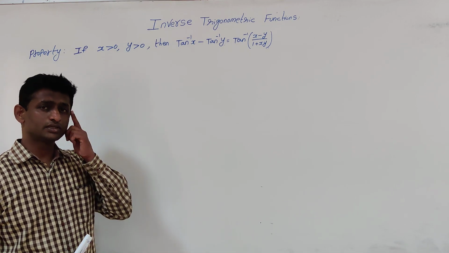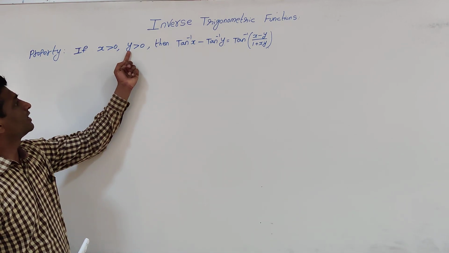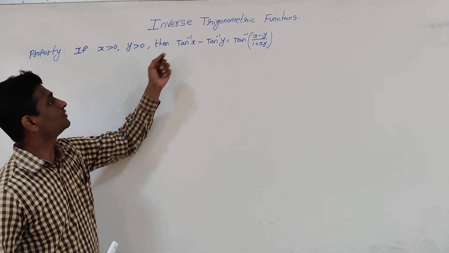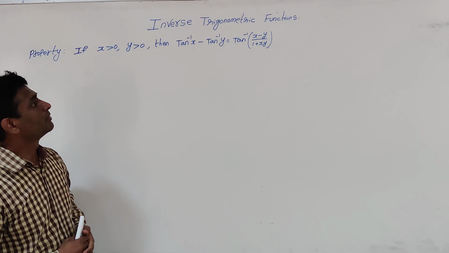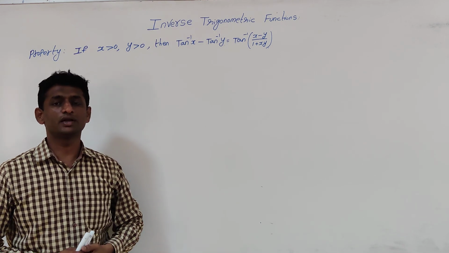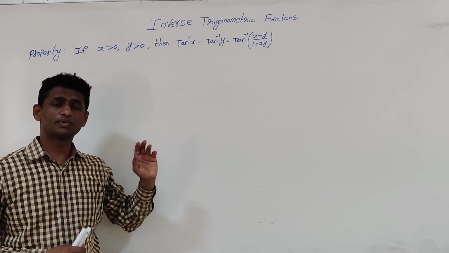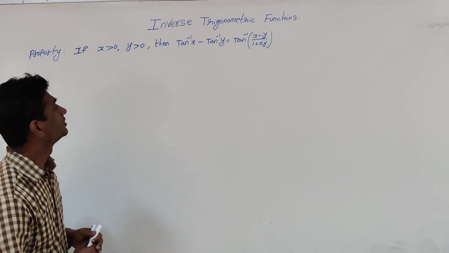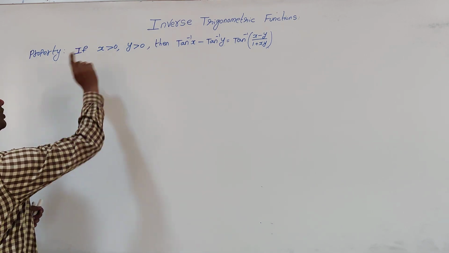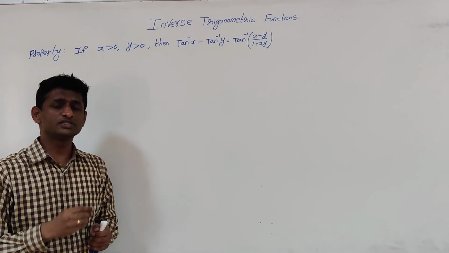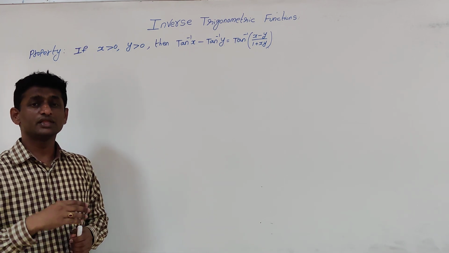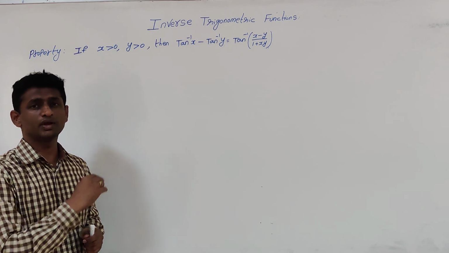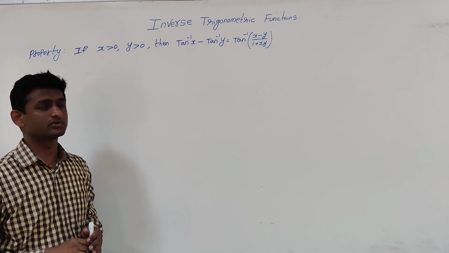So the next property is, if x is a positive real number, y is a positive real number, means if x is greater than 0, y is greater than 0, then tan inverse of x minus tan inverse of y is equal to tan inverse of (x minus y) by (1 plus xy). In the previous property we have seen tan inverse of x plus tan inverse of y. Now, how to prove it? If x is a positive real number, then the output of tan inverse of x is an angle which lies between 0 to pi by 2, as we have seen in the graph.